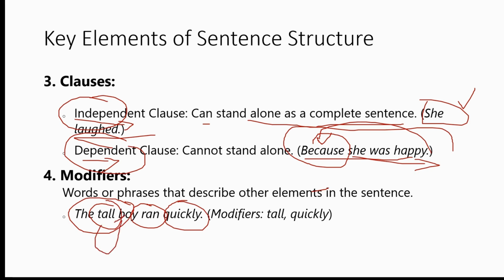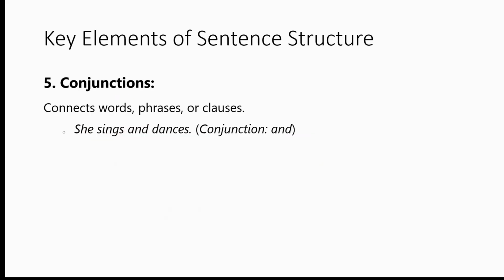Tall is modifying boy. What kind of boy? Tall. And ran quickly: how did he run? Quickly. So quickly is modifying a verb, and tall is modifying a noun. This one is an adjective and this one is called an adverb.